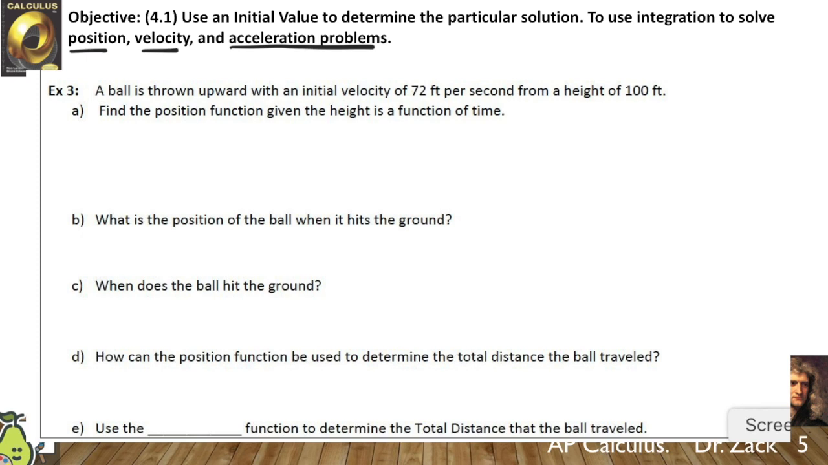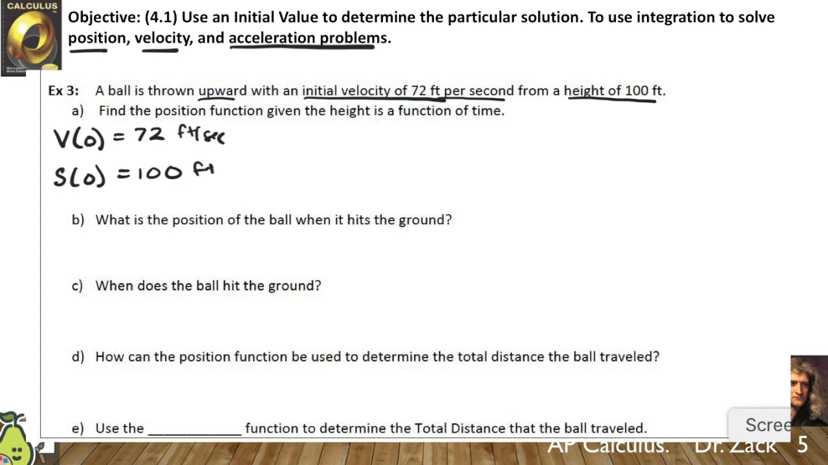For our third example, we have a ball thrown upward with an initial velocity of 72 feet per second from a height of 100 feet. So there's a lot of information given here. What we're given is that the velocity at time 0, that's what initial velocity means, was equal to 72 feet per second. The initial height, so that's s of 0, is equal to 100 feet. So feet per second and feet. Find your position function given that the height is a function of time.